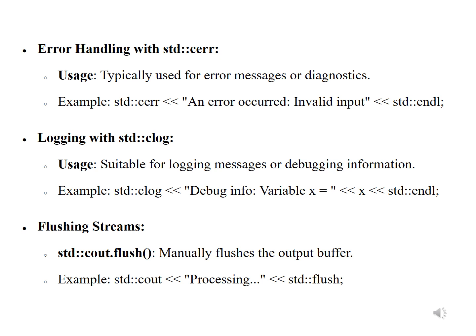And also flushing streams can be used. std::cout.flush manually flushes the output buffer. So an example of using this code can be written like this: std::cout << "Processing" << std::flush.